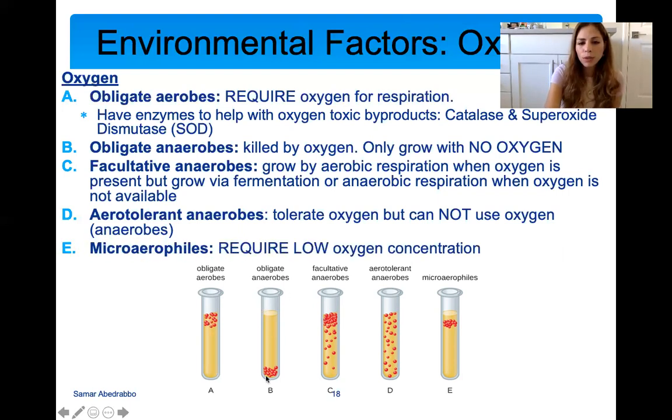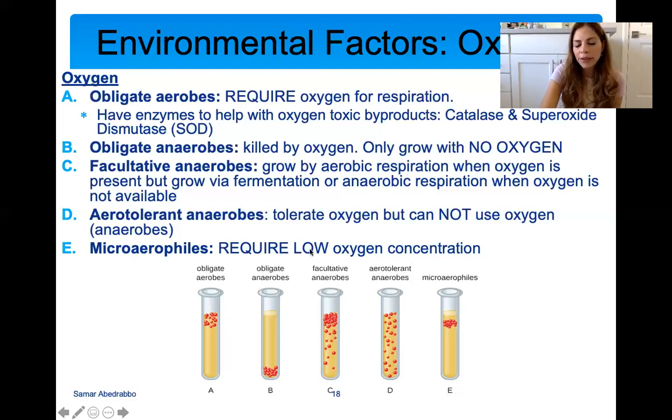Obligate anaerobes will grow at the bottom because they are killed by oxygen. Facultative anaerobes will grow everywhere, but we'll see the most growth at the top because they would prefer aerobic respiration over anything because you produce the most ATP. Aerotolerant anaerobes tolerate air but are anaerobic.